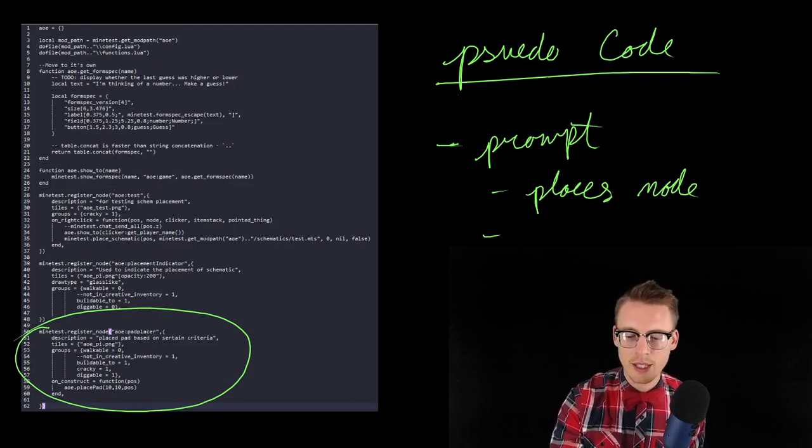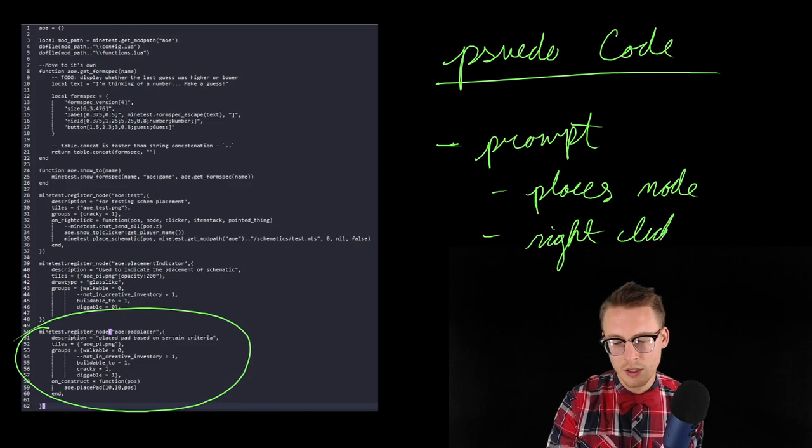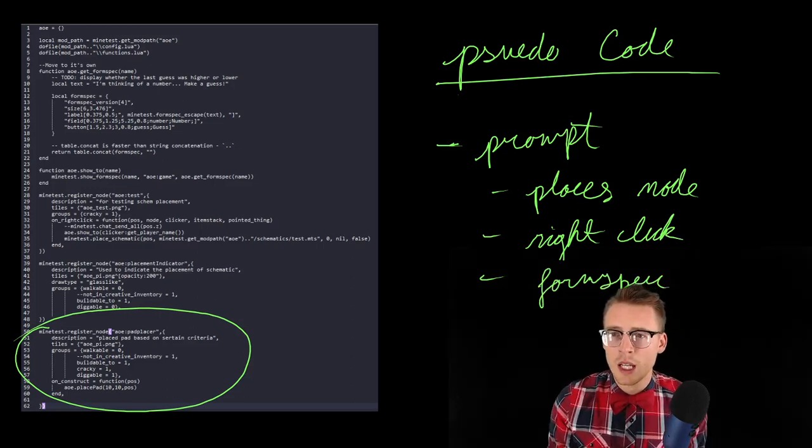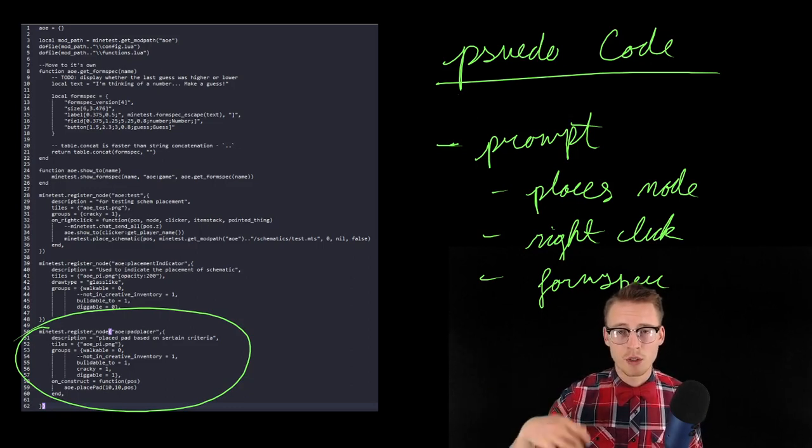Okay, so let's say that they place a node, then they right click on the node, and then a form spec pops up. Now, form spec is basically user interface. It's something that shows up and you can select options.